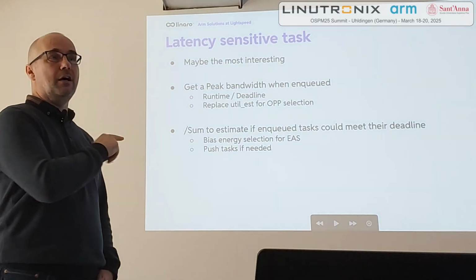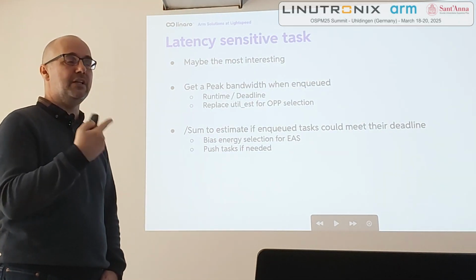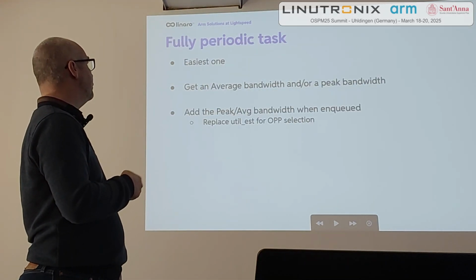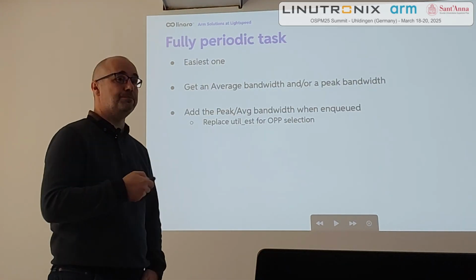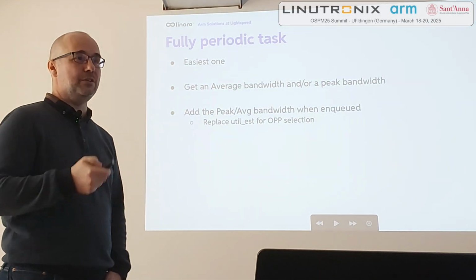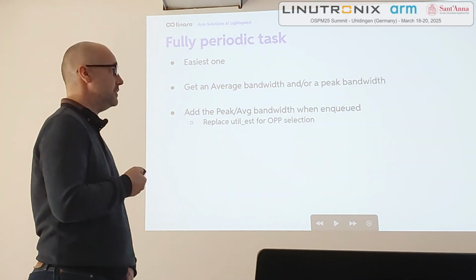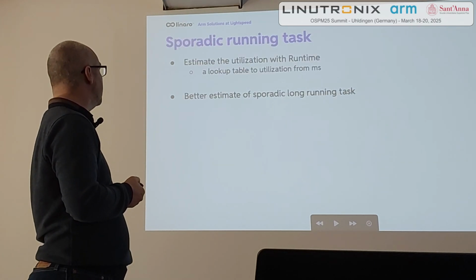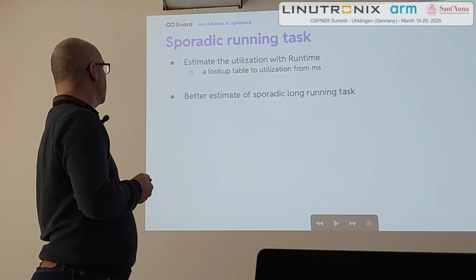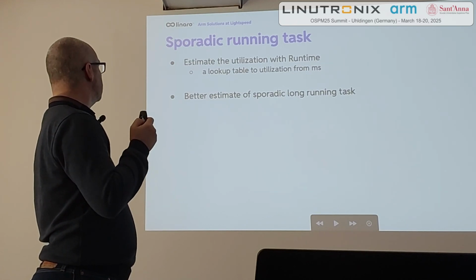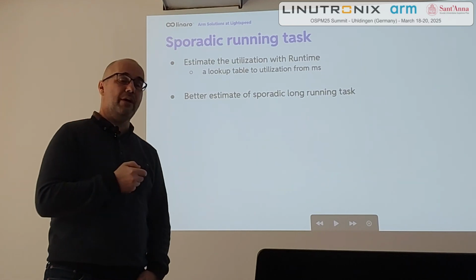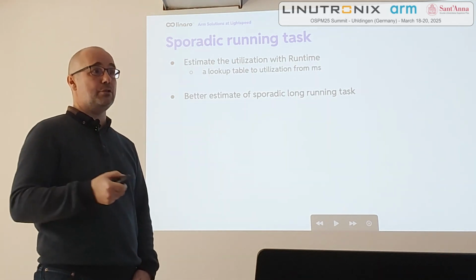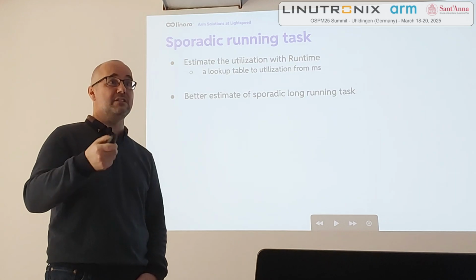But yeah, I have mainly focused on the EAS and the way that we need some interaction. So the fully periodic task is just the easiest one, probably not the one that we see most of the time, even if I'm pretty sure that we have some of them. We have a number of tasks where we know on average how long, or what will be the max running time, so you can estimate what will be its utilization.